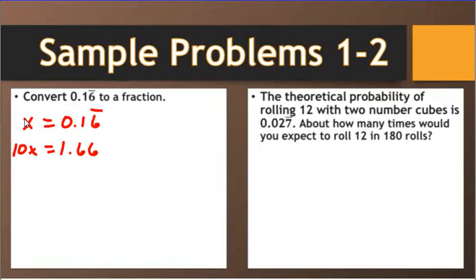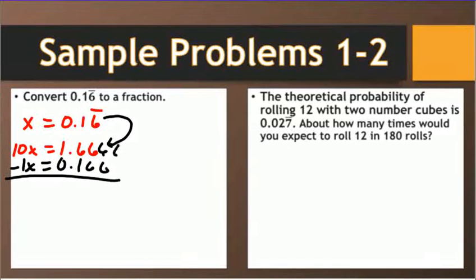Our third step, subtract. So now I just subtract this part with here. So I'm going to put minus 1x equaling 0.16, and all these other ones would all be 6s. So this is 0, 0, 0. 6 minus 1 is 5. 1 minus 0 is 1, equals 9x. So really I have 9x equaling 1.5.